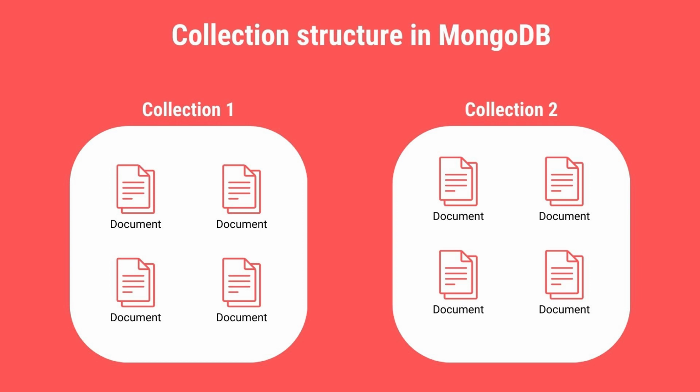Fields within documents define attributes or pieces of information, similar to columns in SQL tables. MongoDB's flexible schema allows for varying structure within a collection, adapting easily to changing data requirements. Each document has a unique identifier called the ID field, serving as its primary key within the collection.